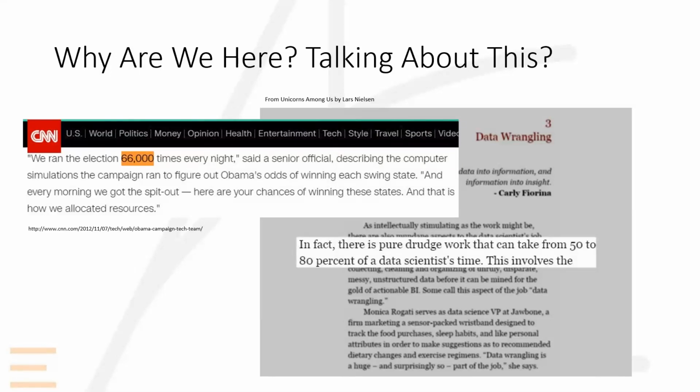And this is a quote from 2012. It's dated. It's about 6 years old. But this is from the campaign that helped re-elect President Obama in the United States. They used data science, and they simulated the election 66,000 times every night. Now, they didn't do that by rerunning the exact same data sets with the same weights and measures. They changed things and made tweaks, but that's a healthy number of executions each night.